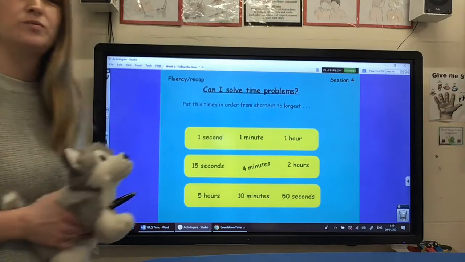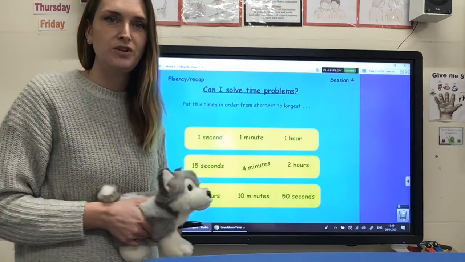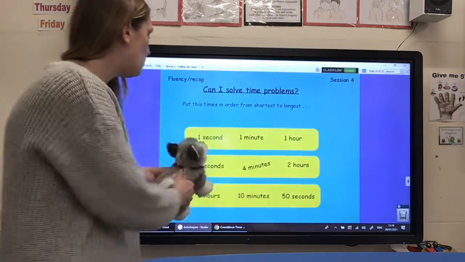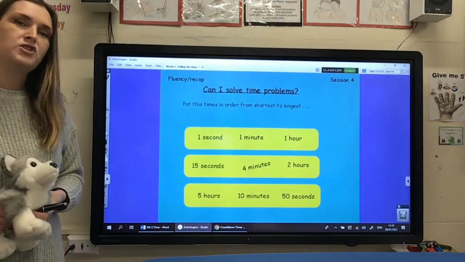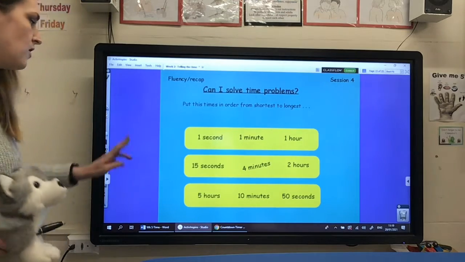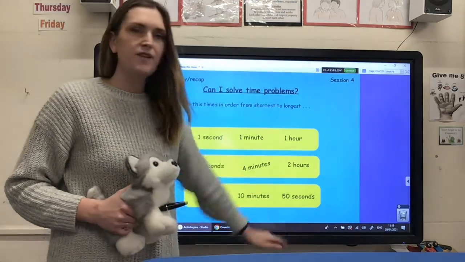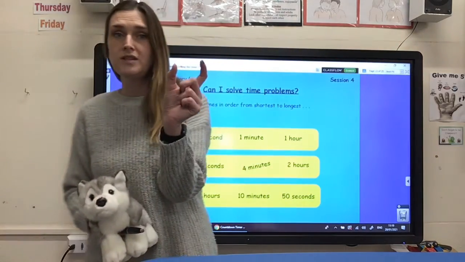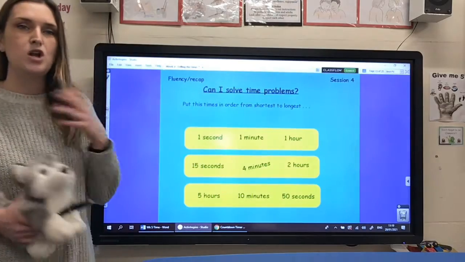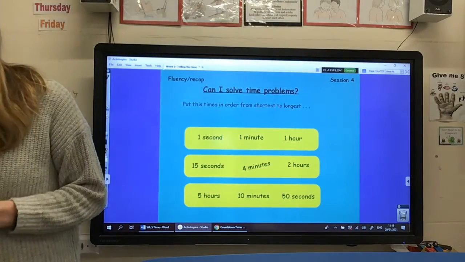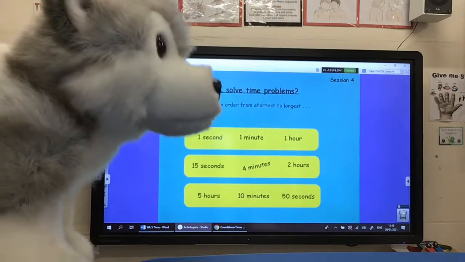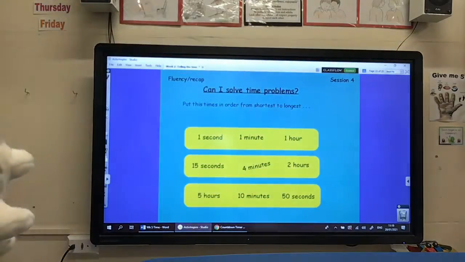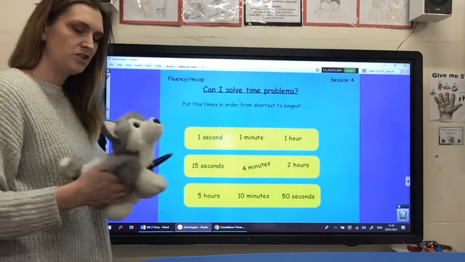Okay, this time you can choose whichever voice you would like to choose. Maybe it's a squeaky mouse voice, maybe it's a peculiar voice, to order the last 3 from shortest to longest. Have a go at all 3. So we've got 5 hours, 10 minutes, and 50 seconds. Which is the shortest? Which is the longest? What do you think? Can you whisper to William Wolf? He's listening carefully. Okay, what do they say? Do you want to change them?